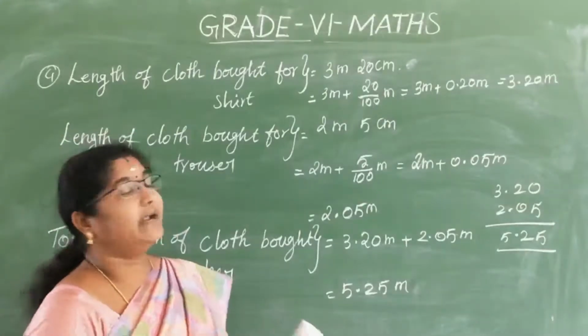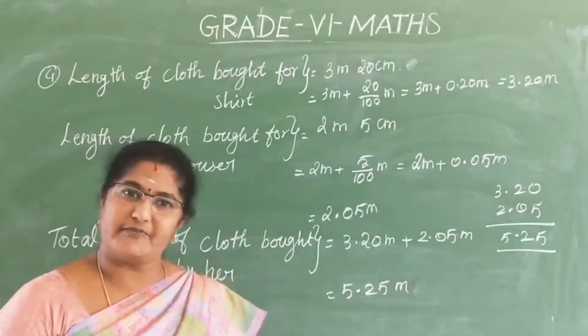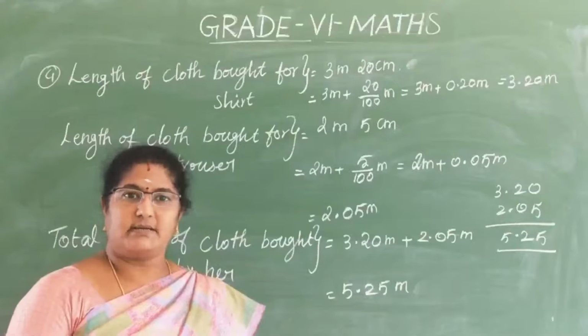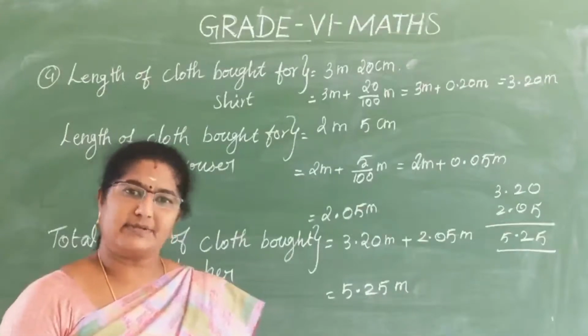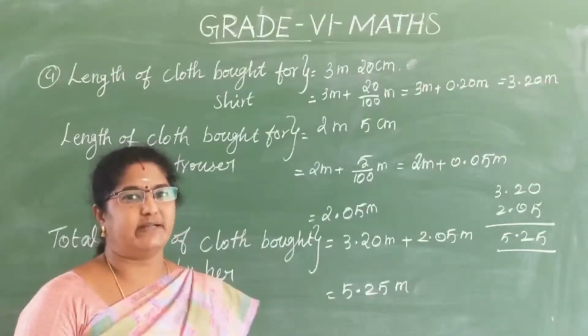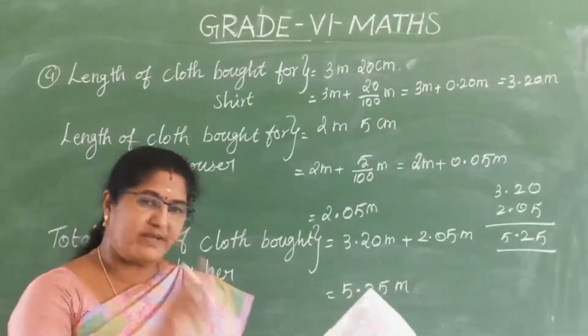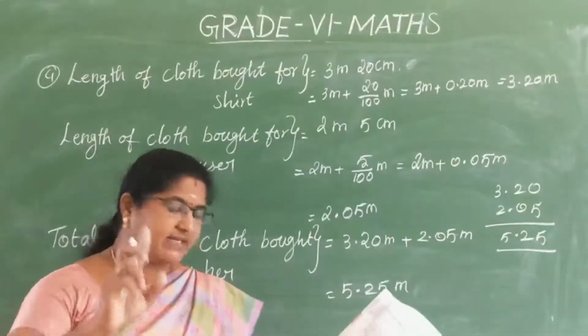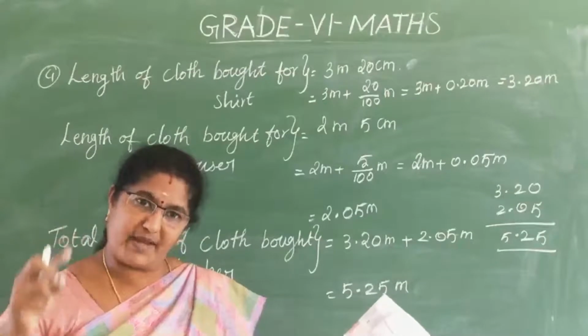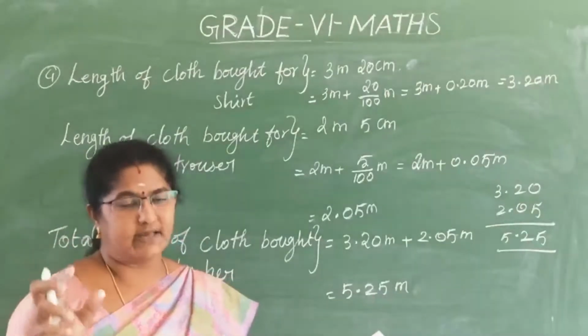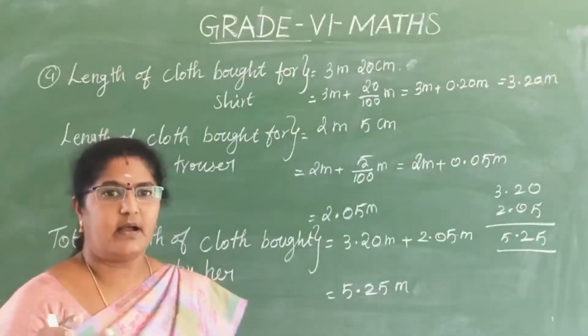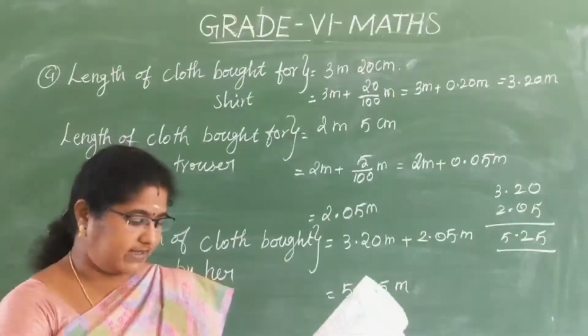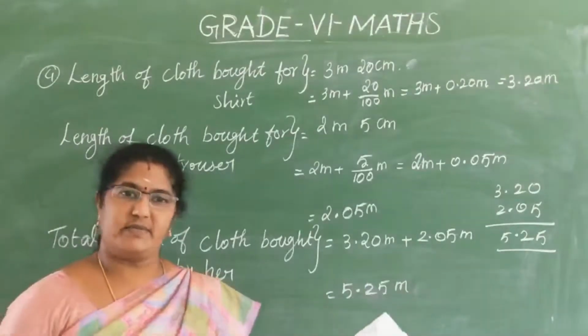Kilometer and meter. What is the relationship between kilometer and meter? 1 kilometer is equal to 1000 meter. So you have to divide by 1000. The kilometer we keep as such. 35 meter means 35 by 1000. It makes a decimal and then we have to add. Likewise, 1 kilometer 7 meter.